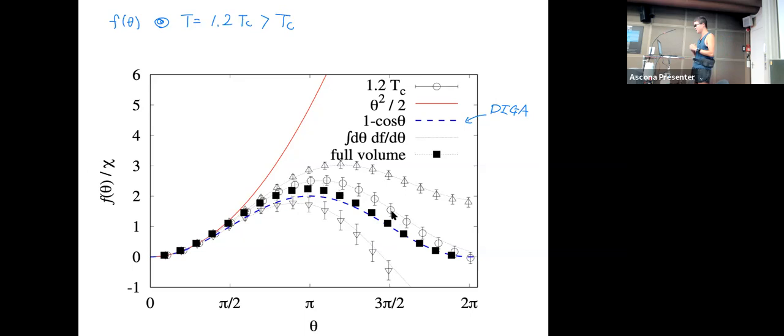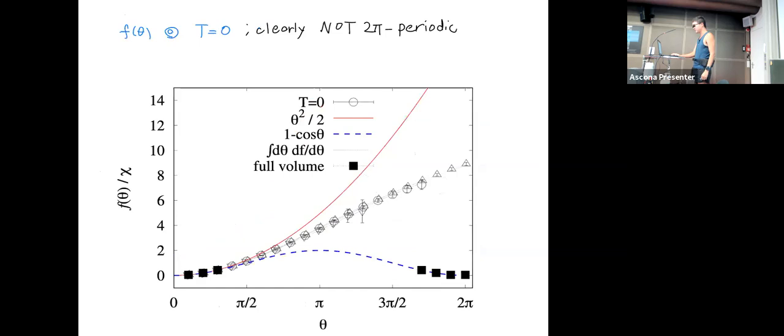And okay, so what is the main result? This is the main result for T equals zero. In a sense, this plot is the main result for the whole talk. This is the free energy, I was previously writing capital F, but it's the same thing, as a function of theta. It's a free energy per volume. It starts at theta equals zero with value zero, so that's normalization, and then it increases.